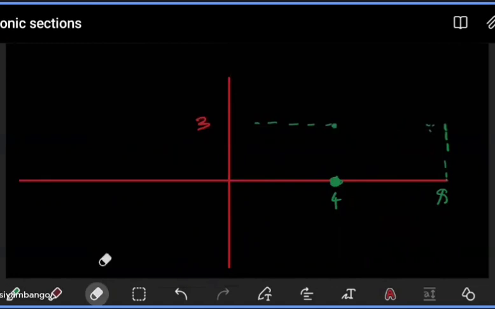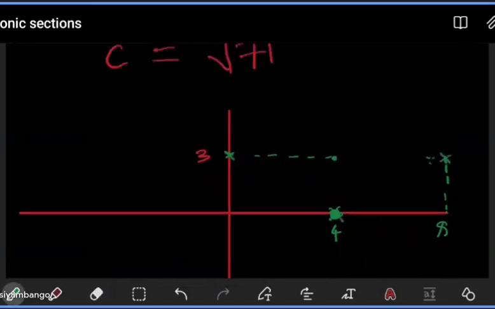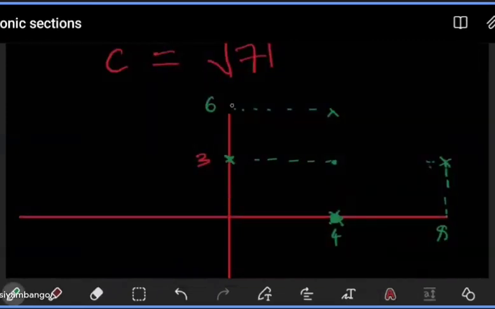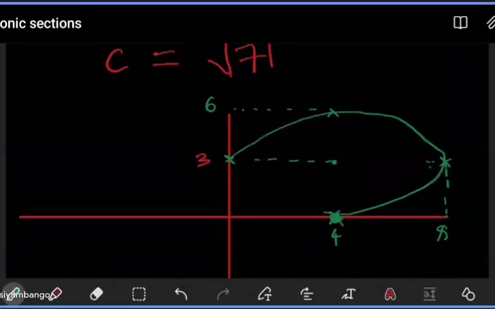I know it passes here. I know it passes here. I know it passes here. And upwards, I know it passes there. So that this side, that is at 6 when I add 3 to that. Once you have this, you can now create a sketch for your ellipse. It doesn't have to be perfect, but try by all means to draw something that adds up.